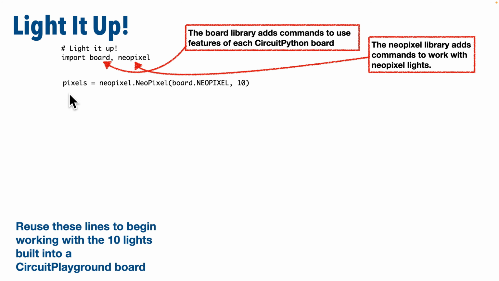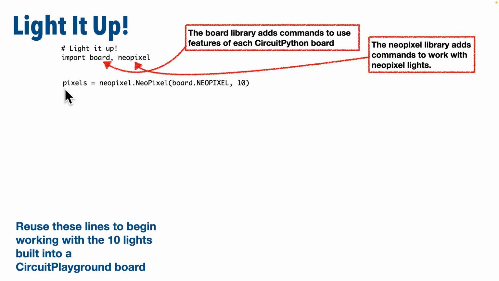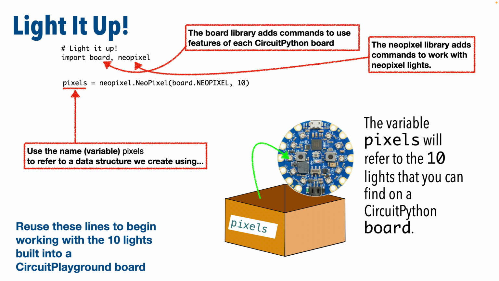To refer to lights, first we need to give them a name. The name we're going to use is the word pixels, all in lowercase. We could have chosen just about anything for a name, Jennifer or Lady McLightface, but pixels is a good name and one that you'll find in CircuitPython example code, so we'll use it here. This name is what in computing is called a variable. A variable is just a name we use to refer to data, and that data can be changed. I like to think of a variable as a named box that has data inside of it. Our variable named pixels is like a box named pixels, and if you look in that box, you're going to find data that points to the 10 NeoPixel lights on our board.